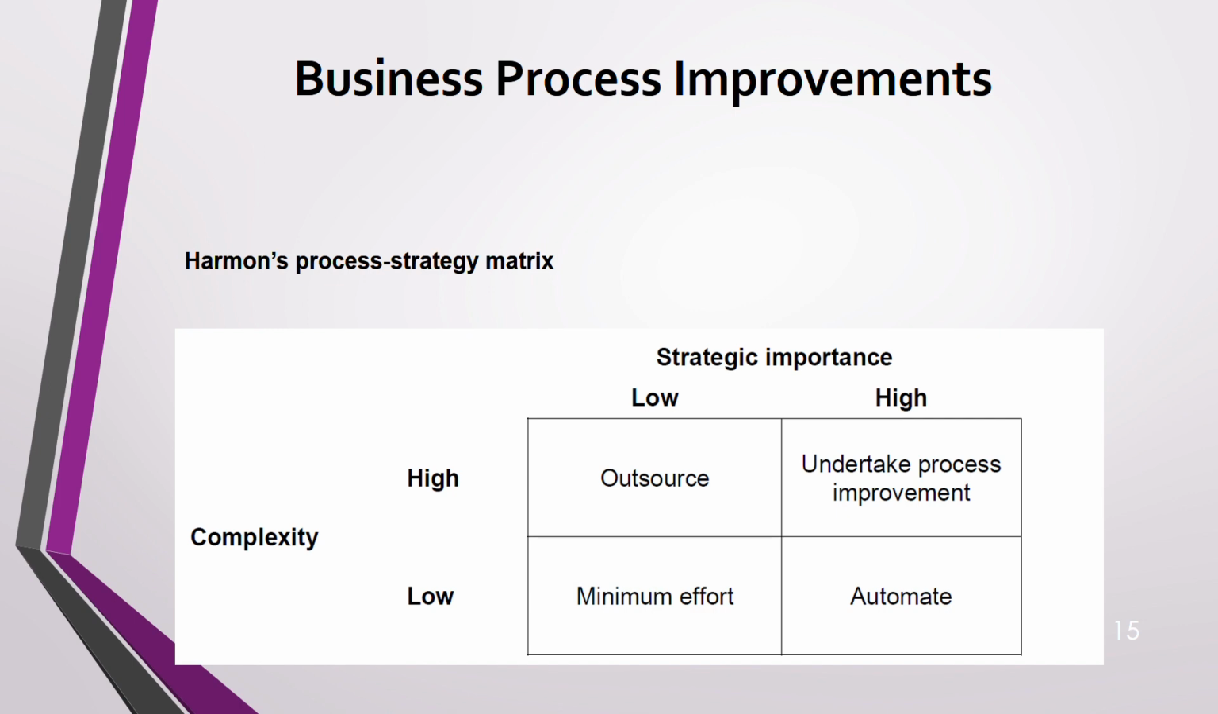Complexity is low, but you can automate because strategic importance is high. That means it will bring more efficiency if you automate it rather than doing it manually. But if it's the other way around, complexity is high but strategic importance is low, you can outsource it. Even though it's complex, give it to someone who is more expert in doing it, because strategic importance is low. So outsource it.